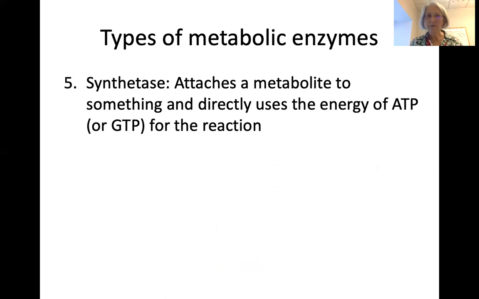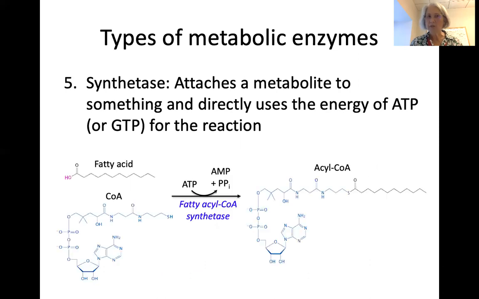Okay, the fifth type of enzyme we'll talk about is a synthetase. A synthetase attaches a metabolite to something and directly uses the energy from ATP or GTP to catalyze the reaction. An example of a synthetase is fatty acyl-CoA synthetase. It's an enzyme that takes a long-chain fatty acid and attaches it to coenzyme A. Okay, so we get an acyl-CoA. So here is our fatty acid attached to coenzyme A.